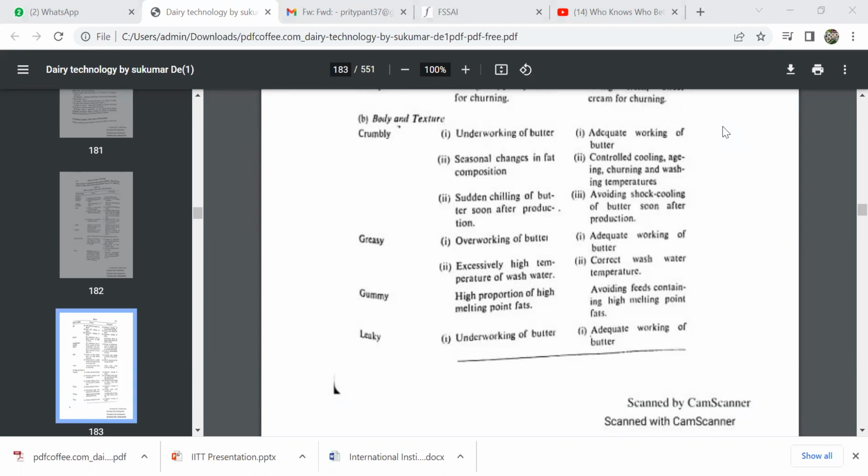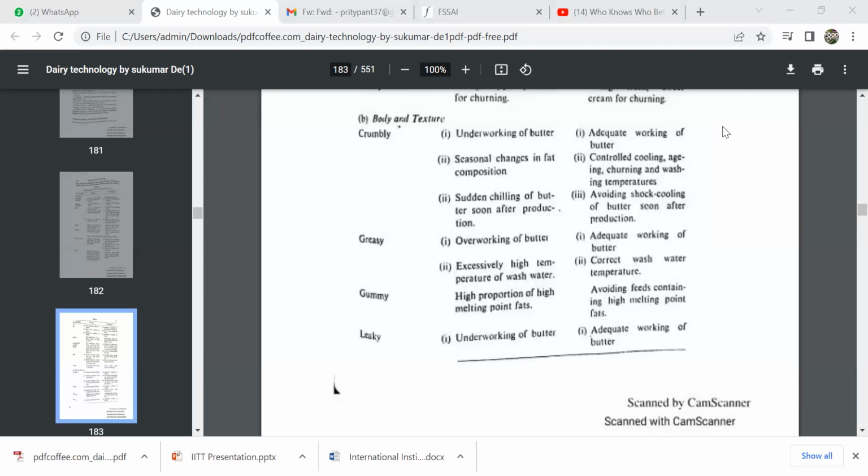Crumbly is due to underworking, seasonal changes in fat composition, sudden chilling of butter. To avoid this kind of defect we should do the adequate working, controlled cooling, aging, churning and washing, avoiding shock cooling of butter soon after the production.